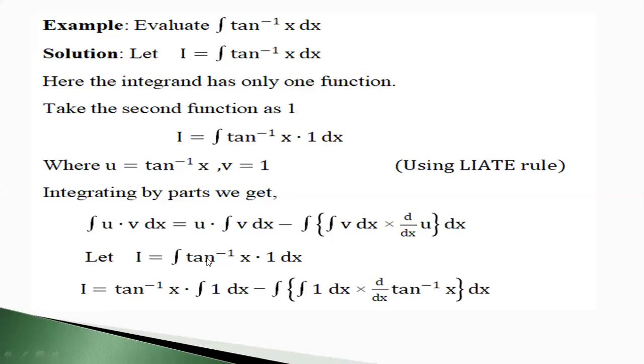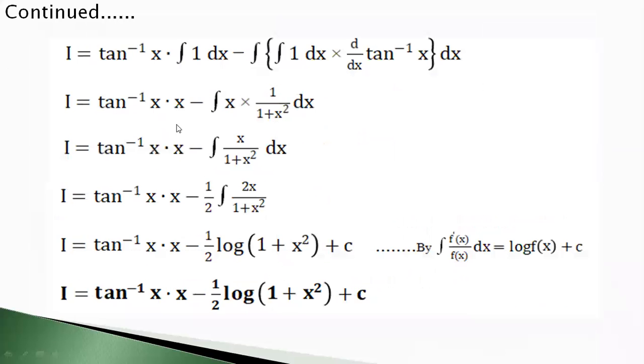Just substitute the values of u and v. Then we get tan inverse x into integration of 1 dx minus integration of, again into bracket, integration of 1 dx into derivative of tan inverse x dx. And just simplify the terms. This tan inverse x into integration of 1 dx, the integration of 1 is equal to x, minus this integration sign as it is, integration of 1 is equal to x, and the derivative of tan inverse x. The derivative of tan inverse x is 1 upon 1 plus x square dx.